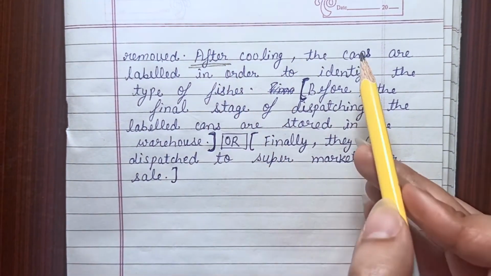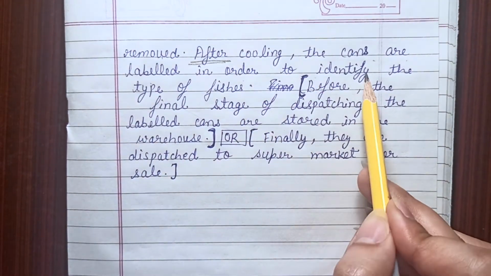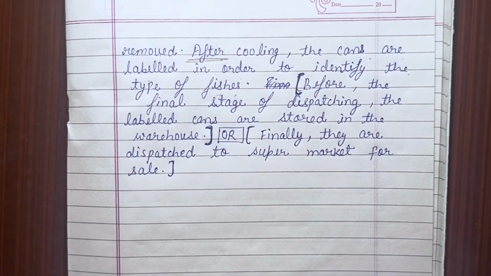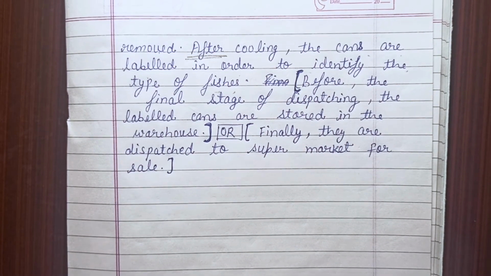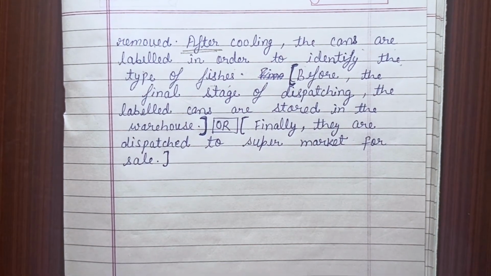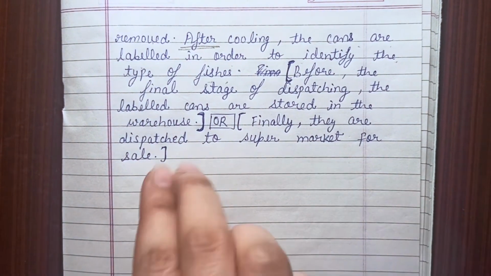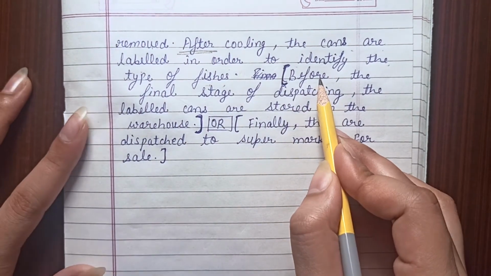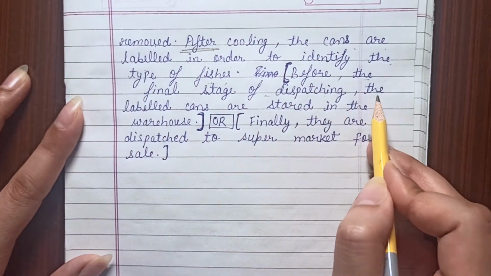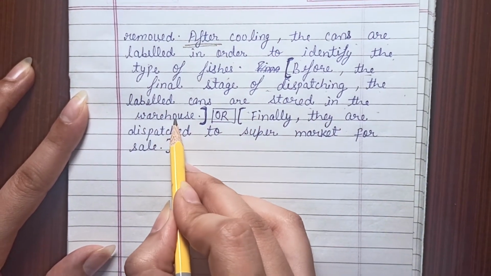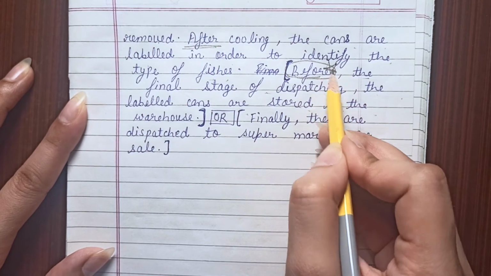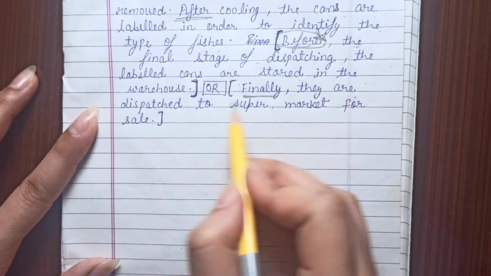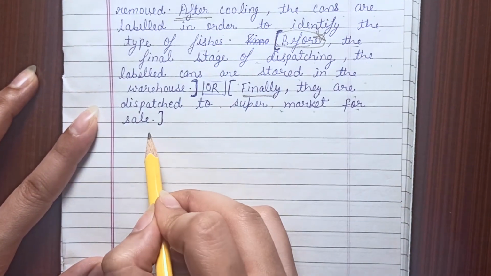After cooling, the cans are labeled in order to identify the types of fishes. So this is the basic thing, that is why they are labeled, why they are sterilized. You can add these points. This is not considered as your opinion. Some of you will say that you have added your opinion, but this is correct. You cannot write unnecessary things. Fine. Before the final stage of dispatching, the labeled cans are stored in the warehouse. I have used before, advanced connector. You can write this line as finally, right? They are dispatched to the supermarket for sale.